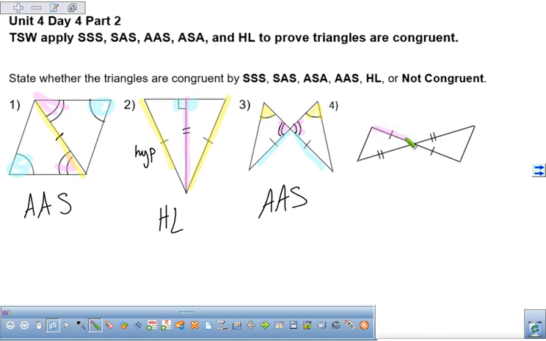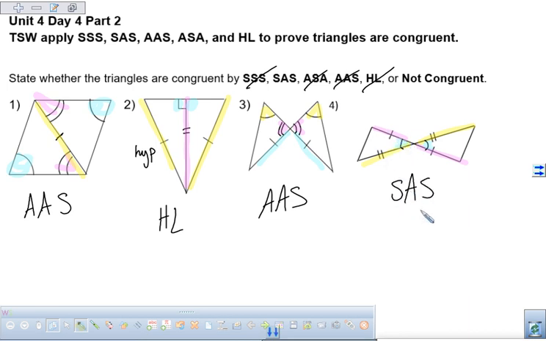Our next one, we have one set of sides marked as congruent, second set of sides marked as congruent. What else can we mark as congruent? We can mark our vertical angles as congruent. So we have one set of angles, so we can mark off everything that doesn't have one set of angles. We don't have a right angle. And then, is that angle being made by our 2 sides? Is it included between our 2 sides? Yes, it is. So we have side, angle, side.